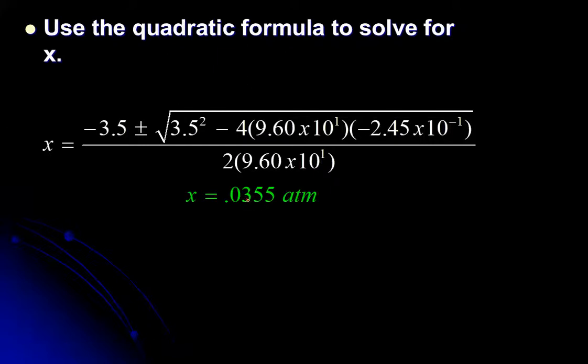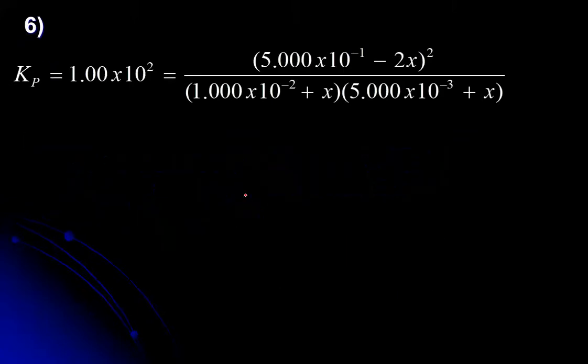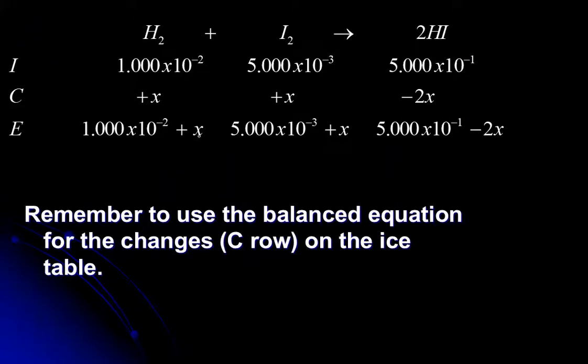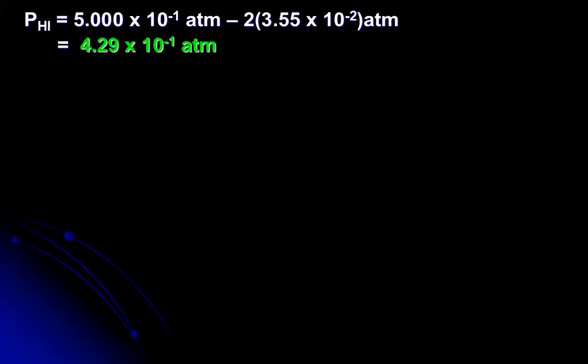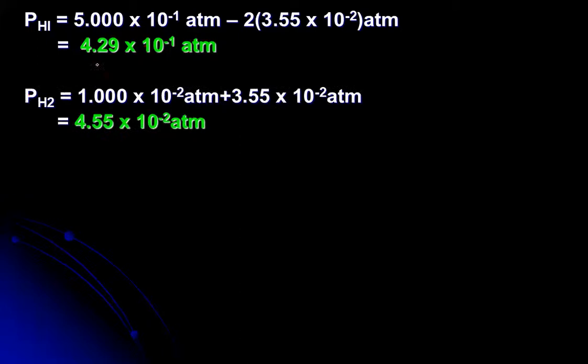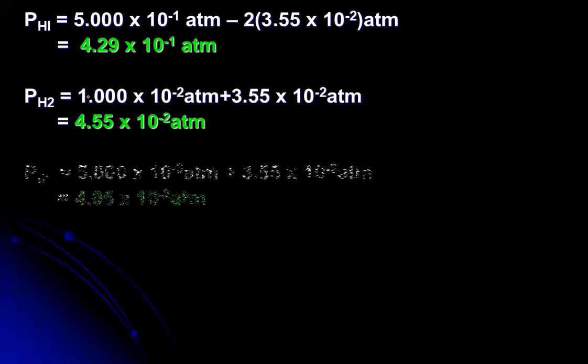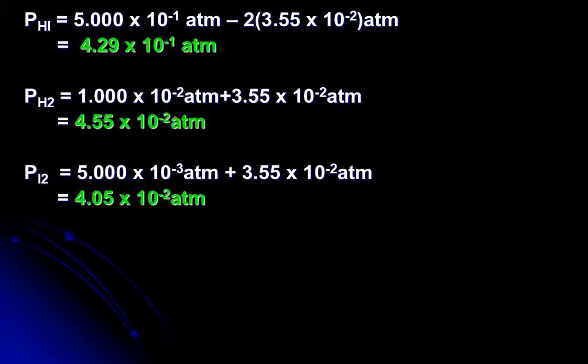So this is our x that we actually solved for, like with the other problems where we used the perfect square. So then we got to take that x and go back to our ICE box here and plug the x in here and see what our new pressures are. And that looks like this. So there's our pressure of our hydrogen iodide, which was our product, which actually got consumed and went down by 2 times the amount of x. So there's our new pressure. Our hydrogen went up, as did our iodine gas. They both went up. And so the green values here are reflecting the actual equilibrium pressures.